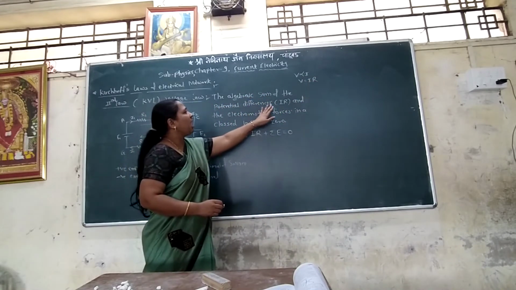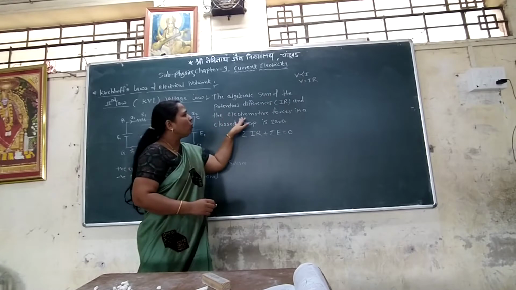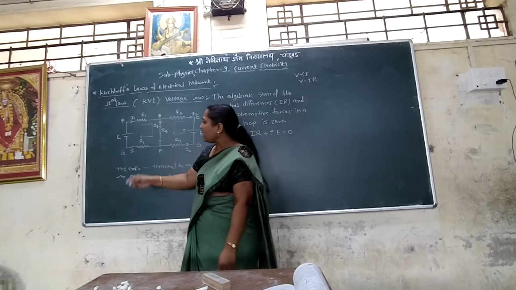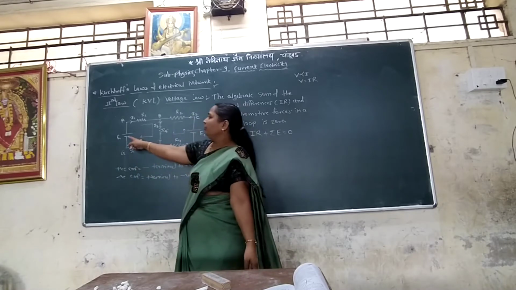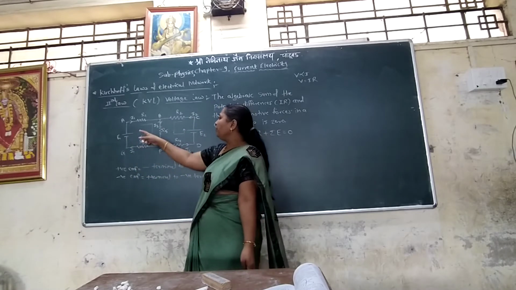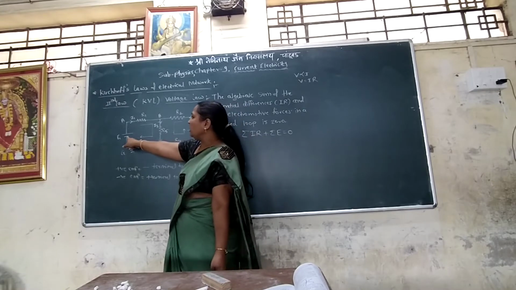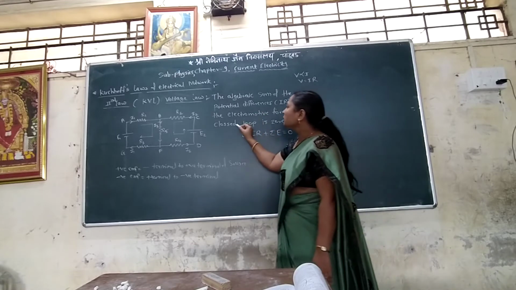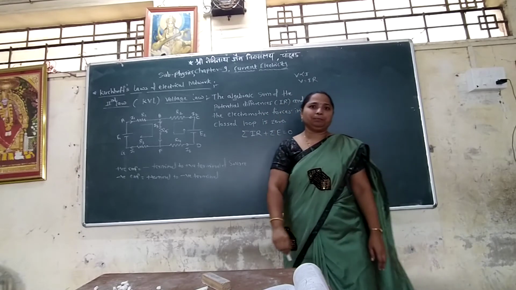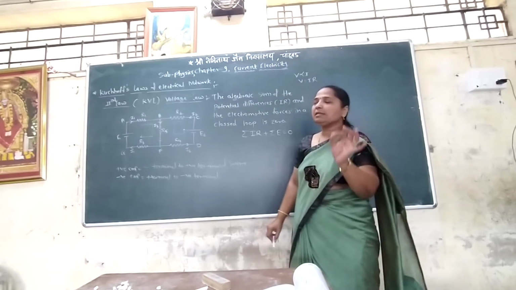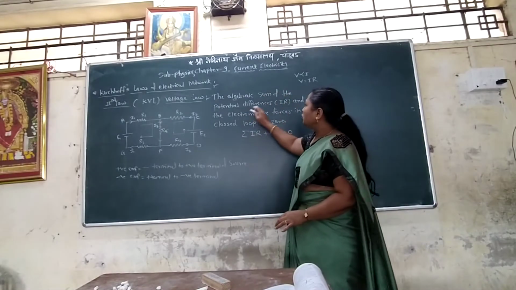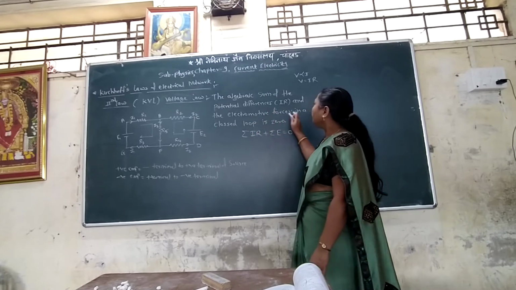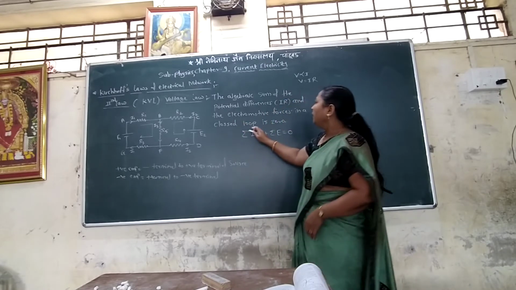Potential differences IR and electromotive forces. Electromotive forces means the EMFs of cells E1 and E2. The algebraic sum of the potential differences and the electromotive forces in a closed loop is zero.